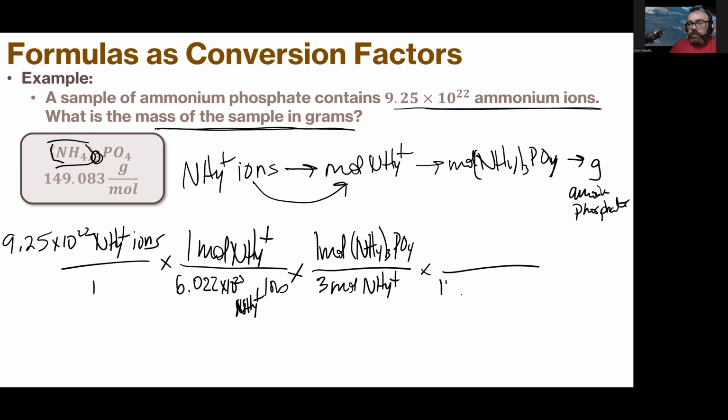Okay. 1 mole of (NH4)3PO4, okay, is 149.083 grams (NH4)3PO4. Awesome. All right. This one, because I'm feeling gun shy, I'm going to do it long way around. 9.25 times 10 to the 22. Remember, use the EE button to make that not be stupid. Times 149.083. There it is.